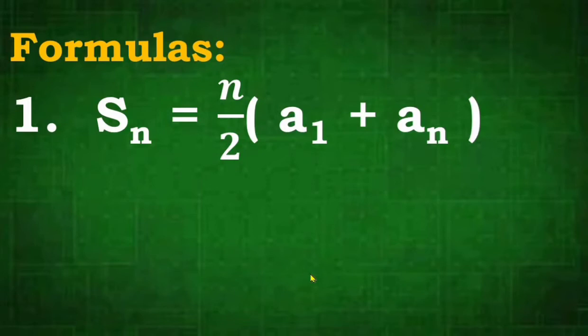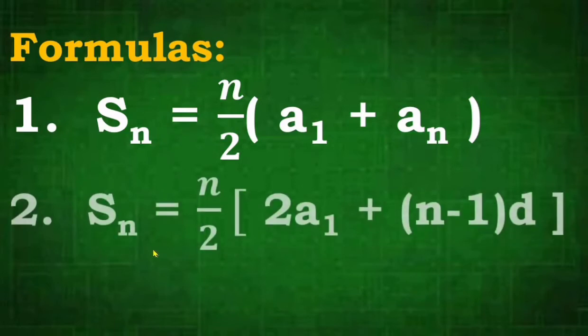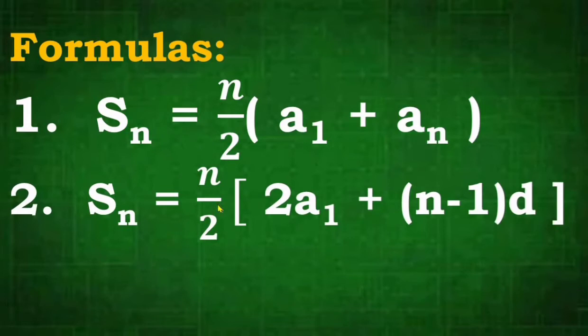We have two formulas. The first is S sub n is equal to n over 2 multiplied by a sub 1 plus a sub n. This is used when n, or the number of terms, a sub 1 or the first term, and a sub n or the last term are given in the problem. But when the last term is not indicated, we are going to use S sub n is equal to n over 2 multiplied by 2a sub 1 plus the quantity n minus 1 times d.